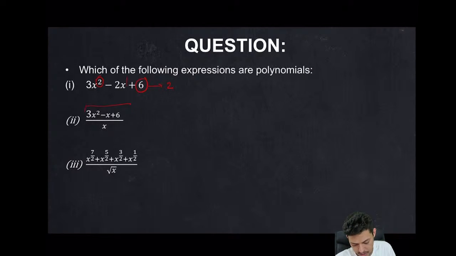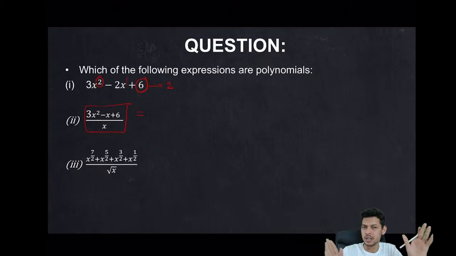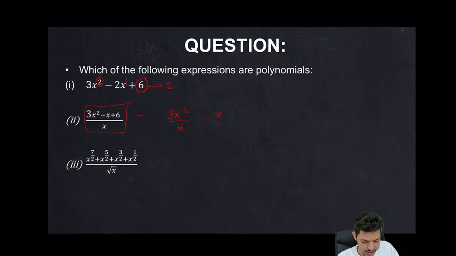Let's come to the second one. The second one says 3x square minus 2x plus 6 upon x. Now if someone opens this up, separates the terms, we can write this as 3x square upon x minus x upon x plus 6 upon x, which can be written as 3x minus 1 plus 6 by x. Because this term 6 by x is present, the power on x in this case is minus 1, which again is not a non-negative integer. So our second expression cannot be treated as a polynomial, and this is not a polynomial, do remember.